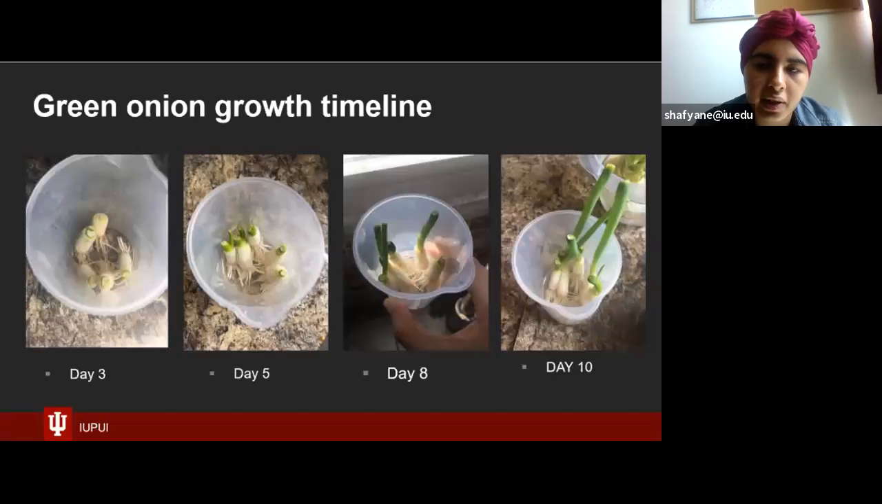This is how my green onions developed over time. They were super aromatic, and it was very exciting to see these grow in particular because of how high they kept on growing.